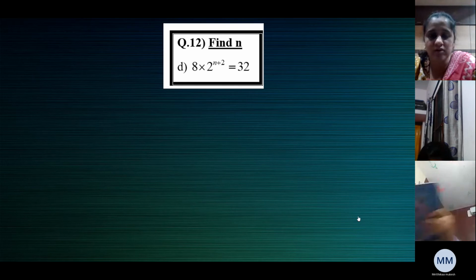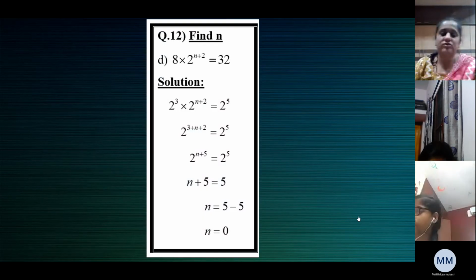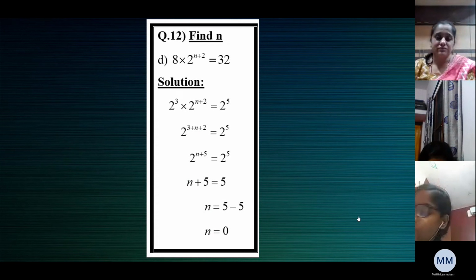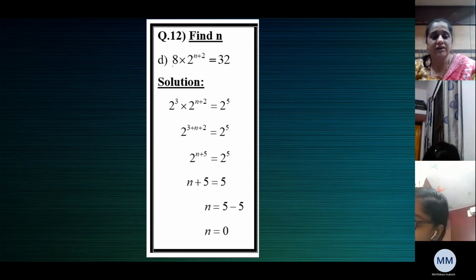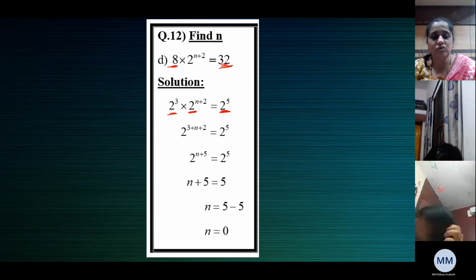So this also is homework. Check your steps. You must write 8 as 2 to the power 3, into 2 to the power n plus 2, is equal to 32, which is 2 to the power 5. So we write every number in base 2: 32 as 2 to the power 5 and 8 as 2 to the power 3.